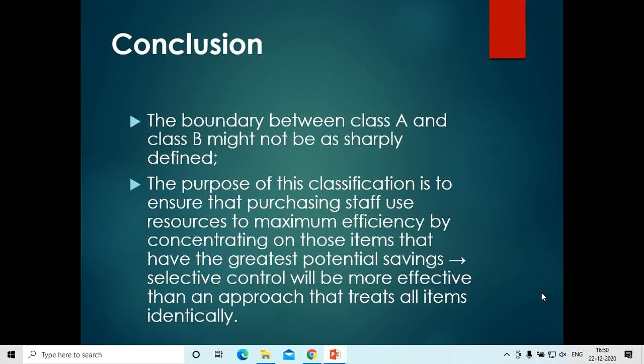That is the conclusion. The purpose of this classification is to ensure that purchasing staff use resources with maximum efficiency by concentrating on those items that have the greatest potential savings. So we can concentrate on items which have the greatest potential of saving money. Selective control will be more effective than an approach that treats all items identically. All items cannot be tackled, so better focus on the A category and B category, and we can minimize our costs or increase our profit. Thank you very much.